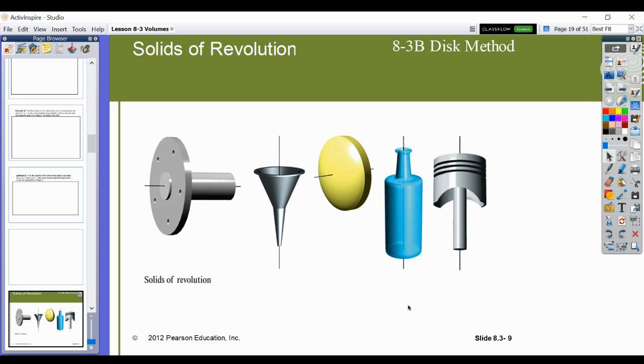Calculus, Lesson 8.3, Part 2. We're going to learn the disk method today. So the neat thing about the disk method is basically it's cross sections, but they're circular cross sections.